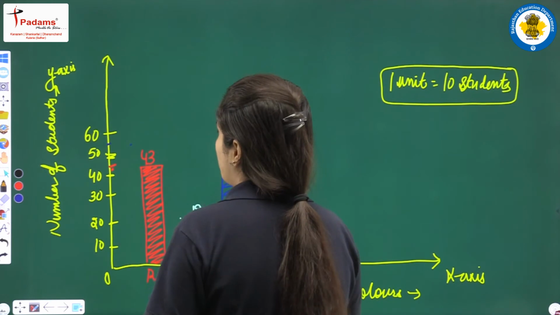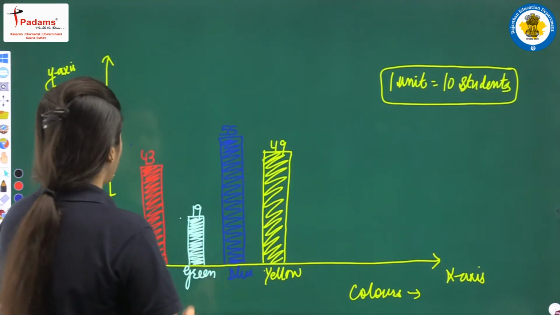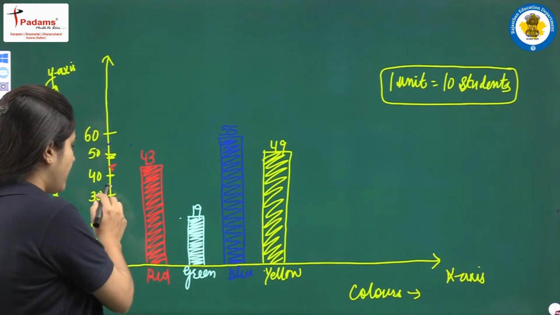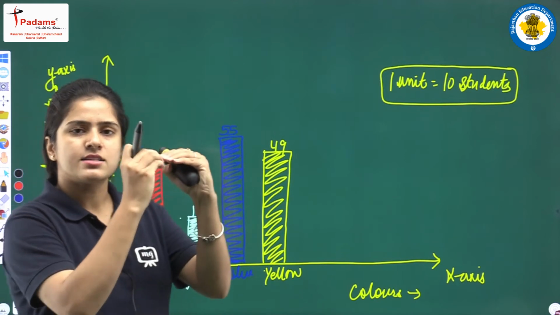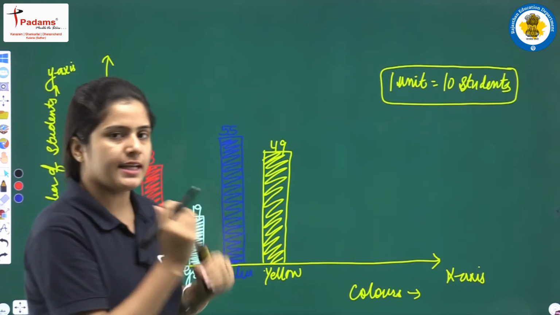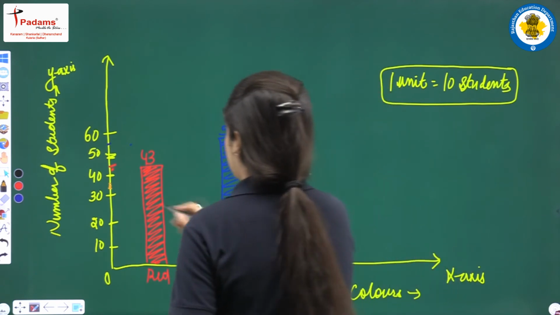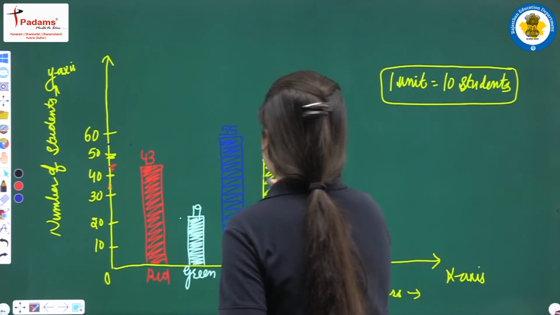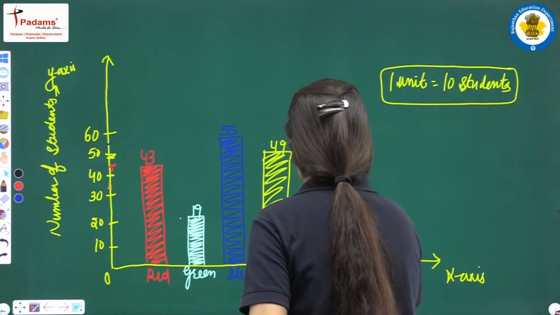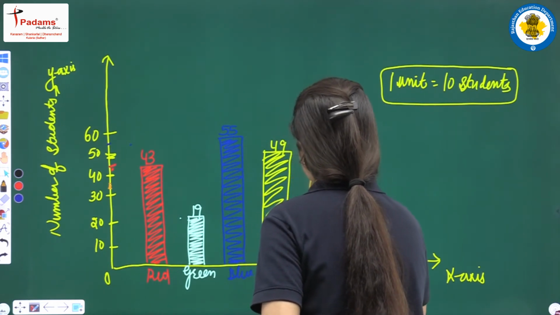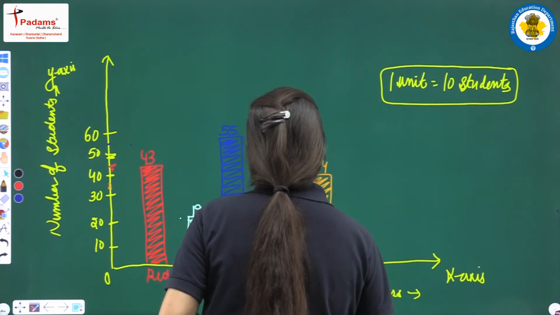Orange color, how many students? 34 students. 34 is lying somewhere very close to 35. So like here. Somewhere lesser than that of 35. So it will be lying here only. You can have the scale, and you can measure with the help of a scale. 34, and this is orange.